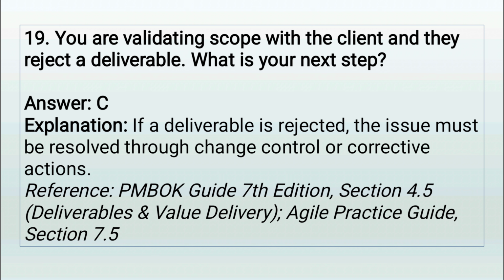Answer is C. You can't ignore rejection. First, figure out why. Was it an error, miscommunication, or requirements gap? Then, process the change through the change control system. This aligns with Section 4.5 of the Project Management Body of Knowledge, 7th edition, dealing with value delivery and quality control. In Agile, review feedback at iteration reviews and adjust for the next sprint. See Agile Practice Guide, Section 7.5. Exam tip: never skip investigation. Rejection always triggers root cause analysis and a formal change flow.